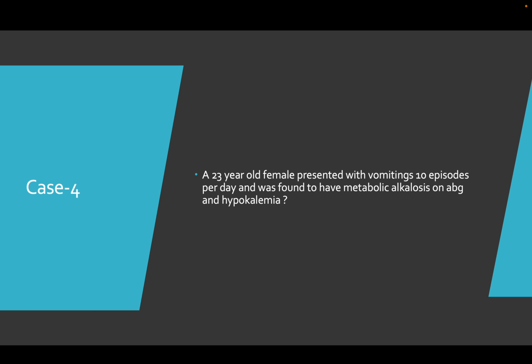So this is a 23-year-old female presented with vomiting, 10 episodes per day, and was found to have metabolic alkalosis on ABG and also hypokalemia. We all know that when a patient has GI losses, there is hypokalemia. These are things we miss: the GI losses, sweating causes, decreased intake. These and other drug-related causes, like beta agonists and also insulin infusion. We miss these causes before we straight away go with ABG and electrolytes. So we need to evaluate these also.